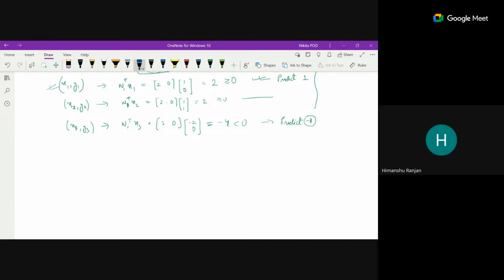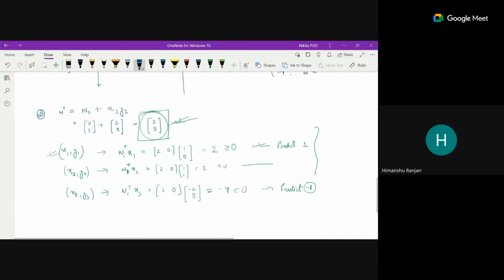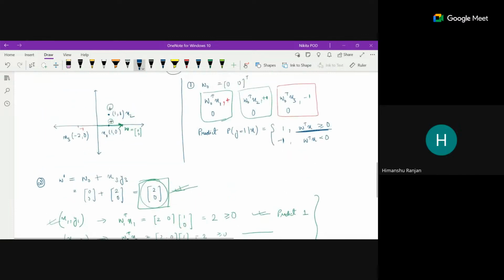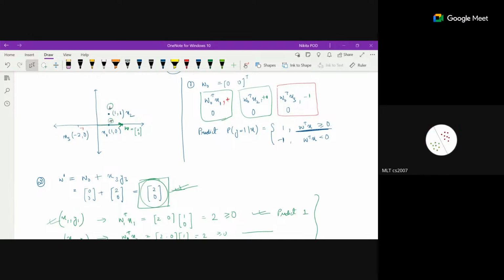Ma'am, one doubt. Previously, in that diagram which you have said classified, the right side of this line will be +1 and the left side will be -1. And in this diagram, what we can observe is the point is lying on that line also. Can you repeat? I think I missed a few things.